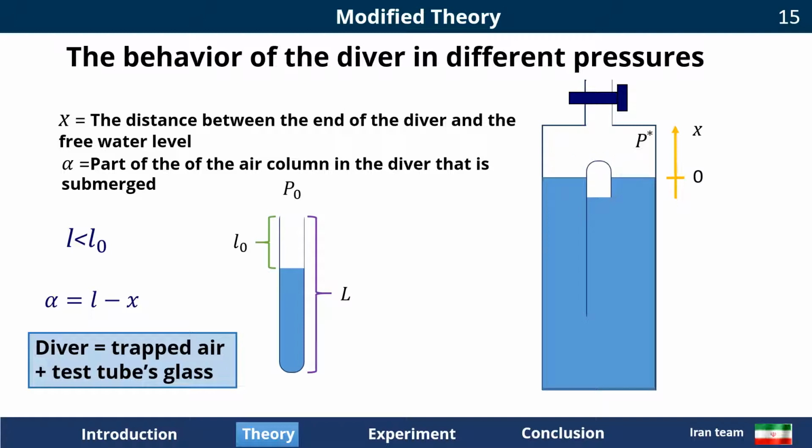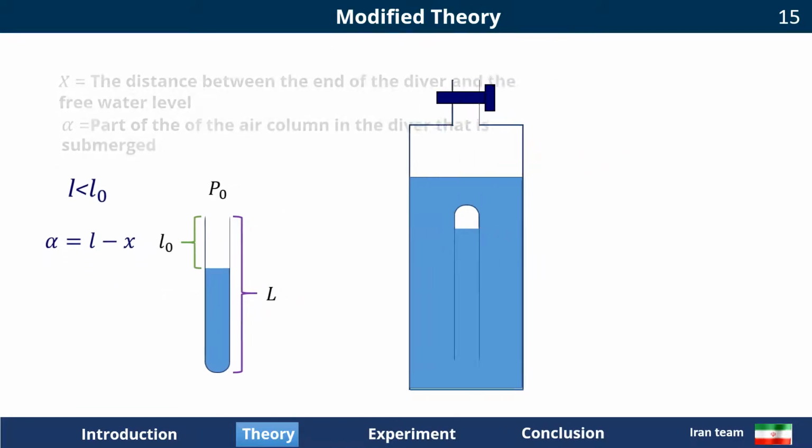When we increase the pressure, X becomes lower, until at a point it equals 0. At that point, our pressure is a critical pressure, which is defined as the pressure at which the end of the diver is at the same level as the water surface. And when we increase the pressure past the critical pressure, our diver spontaneously and completely sinks.